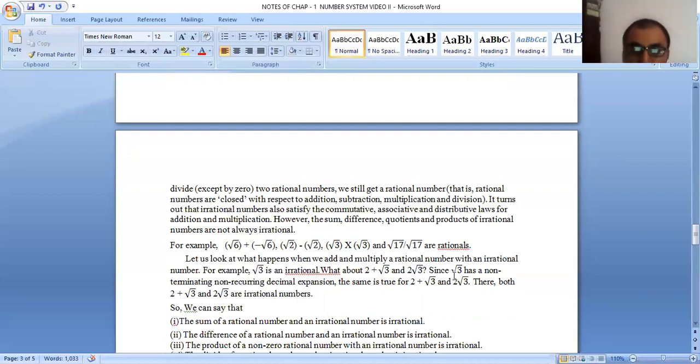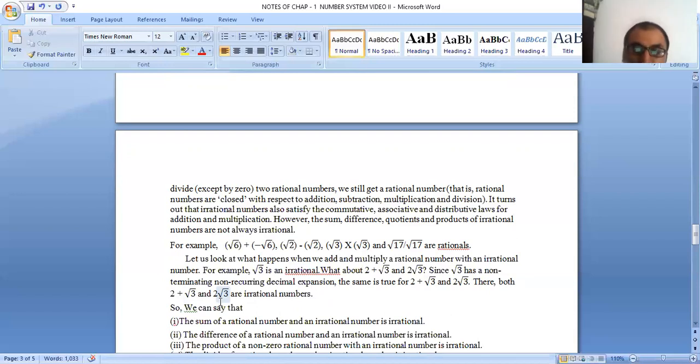Since root 3 has a non-terminating, non-recurring decimal expansion. I have told you non-terminating and non-recurring is known as irrational numbers, and terminating and recurring is known as rational numbers. The same is true for 2 plus root 3 and 2 into root 3. They are both irrational numbers. So we can say the sum of a rational number and an irrational number is irrational.